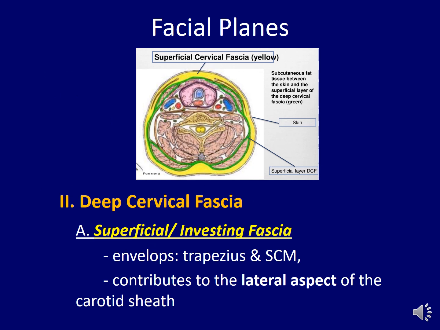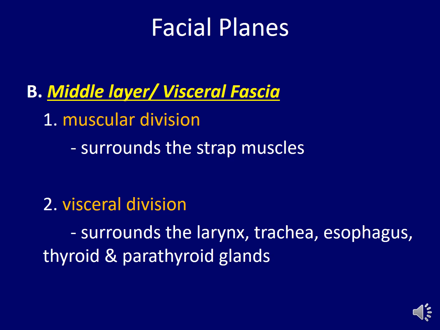The deep cervical fascia is further divided into superficial or investing fascia, which envelopes the trapezius muscle and sternocleidomastoid muscle and contributes to the lateral aspect of the carotid sheath. The middle layer, or the visceral fascia, is further subdivided into the muscular division, which surrounds the strap muscles, and the visceral division, which surrounds the larynx, trachea, esophagus, thyroid, and parathyroid glands.